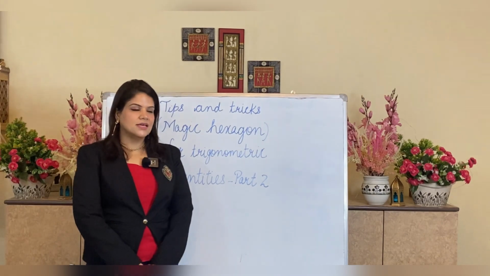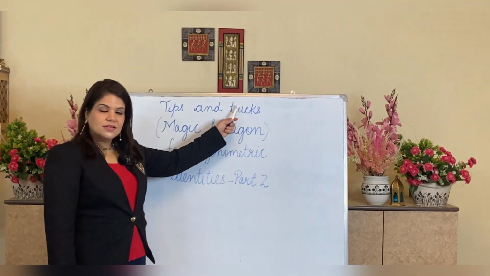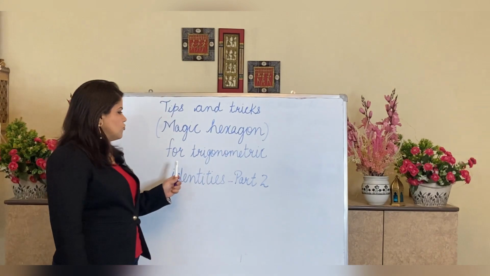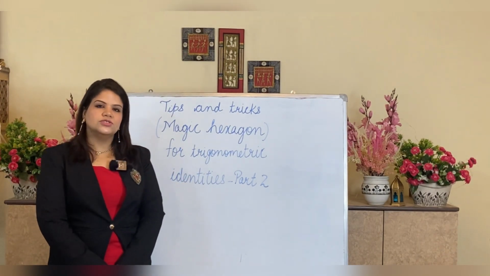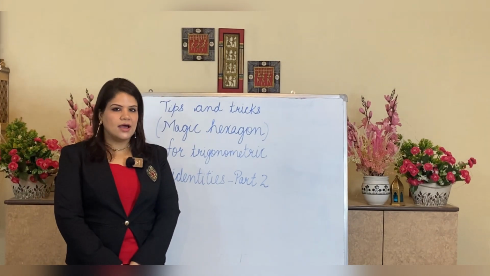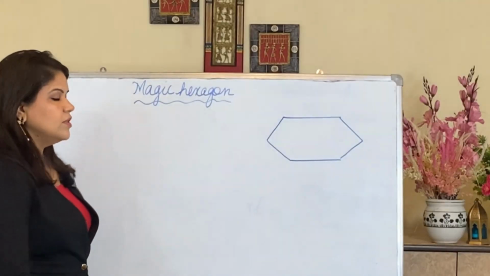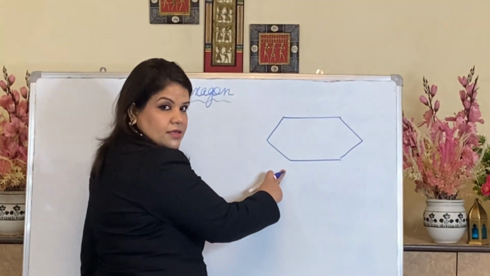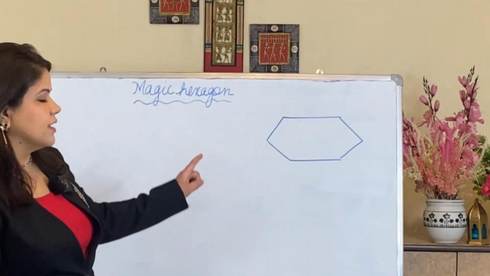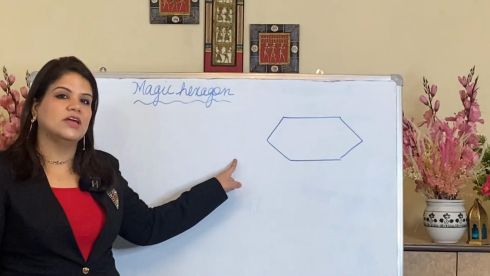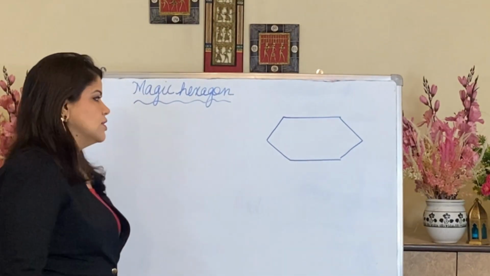Today I will be discussing tips and tricks using magic hexagon for trigonometric identities. And this video is in continuation of my last video in which I had shared with you tips and tricks for learning trigonometric functions. So let's get started. I will be taking this hexagon as my magic hexagon for learning various trigonometric identities. Now I will tell you how I can use this hexagon to study various trigonometric identities.